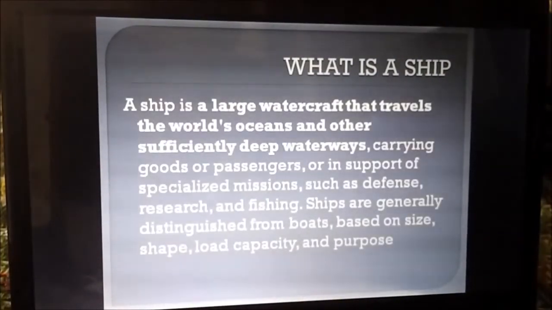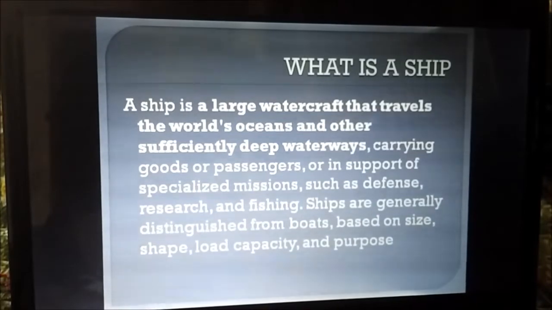First we have to understand what a ship is. Everyone knows, but let's take a little definition of it. A ship is a large watercraft that travels the world's oceans and other sufficiently deep waterways, carrying goods or passengers, or in support of specialized missions such as defense, research and fishing. As we all know, fishing and research are also very important, and defense also.